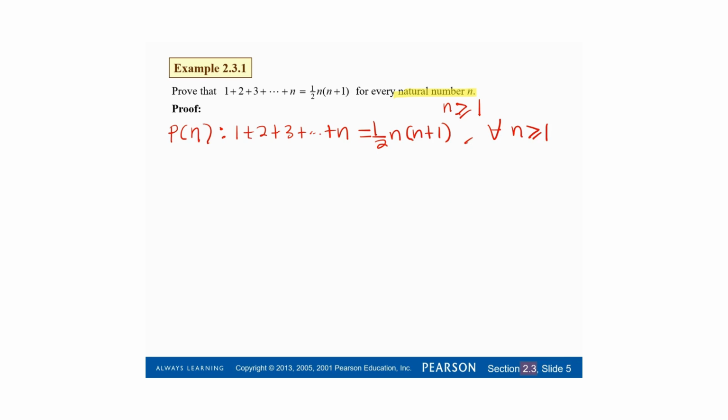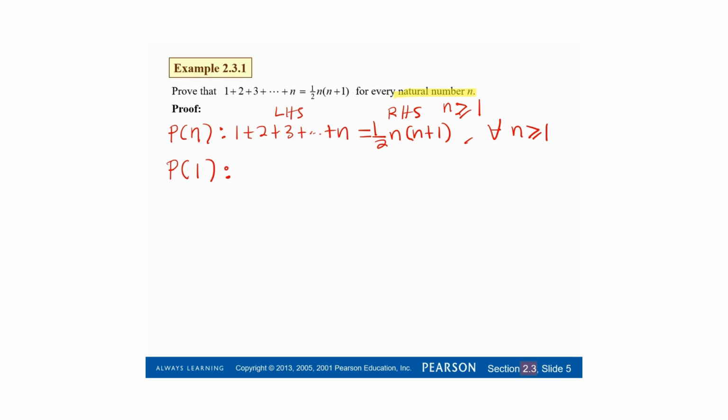The first step in mathematical induction, we need to show that the basis for induction is true, which means we want to check the case of P1, n equals 1. So what happens to the equation that we have here? What will this equation be when n is replaced by 1? This is our left-hand side and this is the right-hand side. We need to check that for n equals 1, the left and right-hand side are equal.